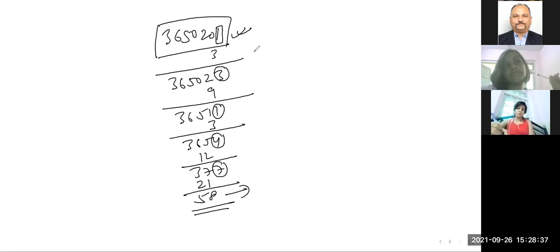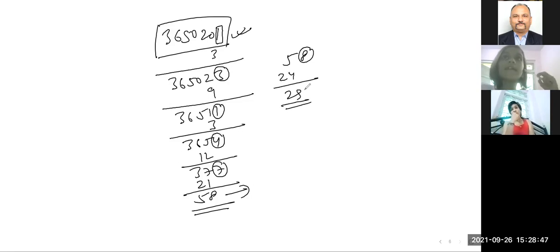Or else if Dhruvi wants to make one more step, she can write this way: 58 was there, 8 will be picked and 3 times will be 24. So it will be 29. Now this 29 is divisible by 29. So this number is divisible by 29. Got it?